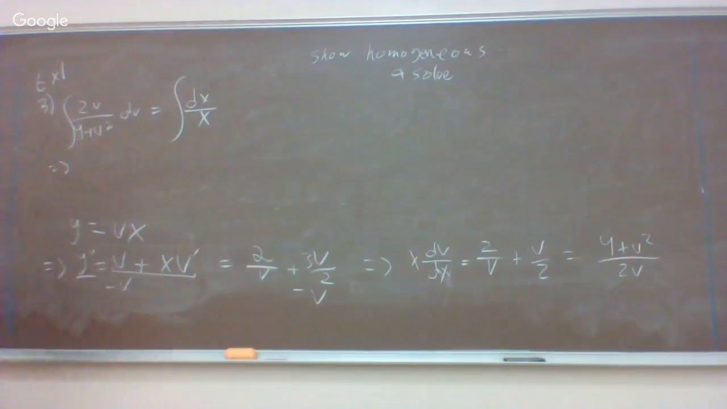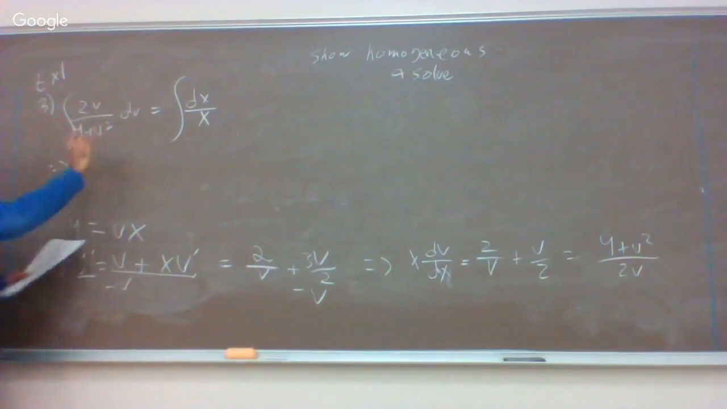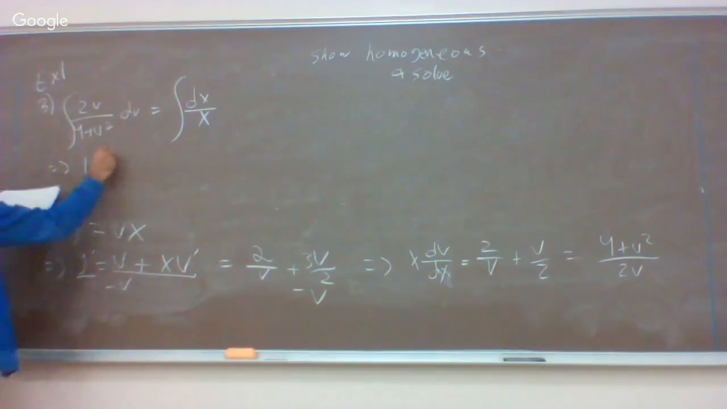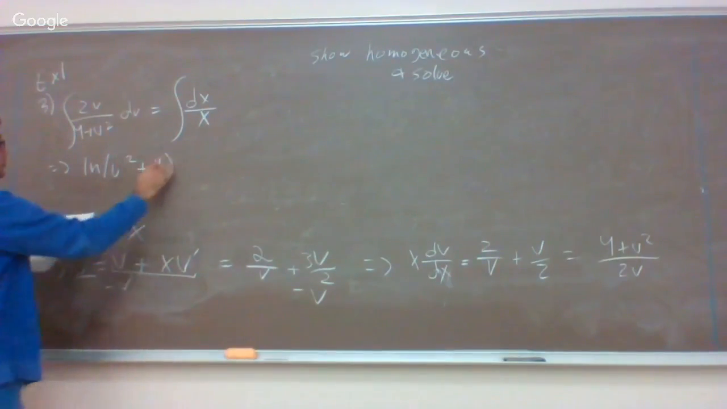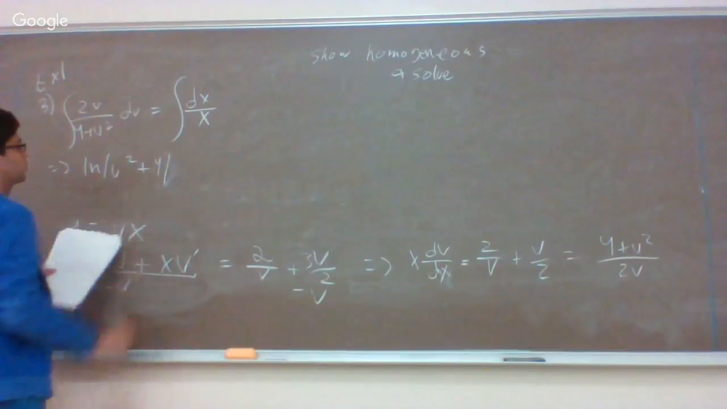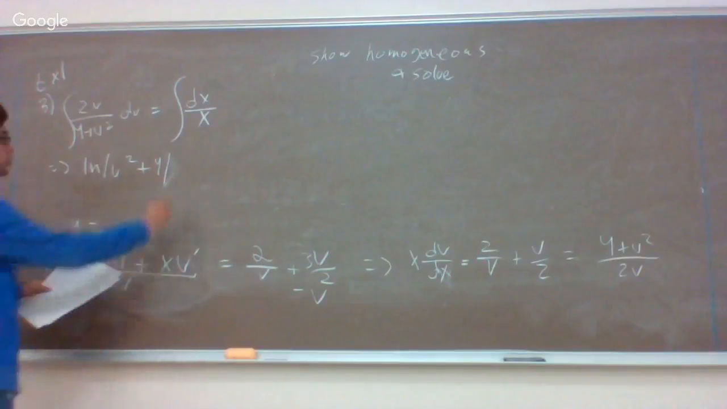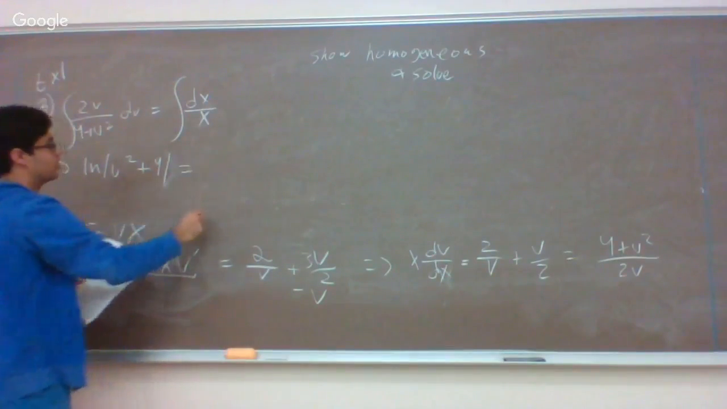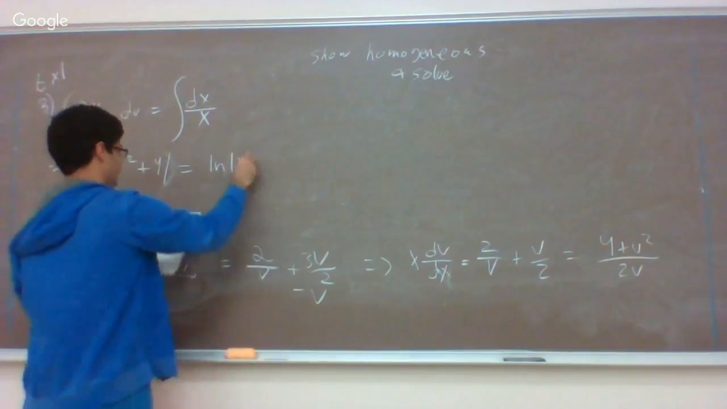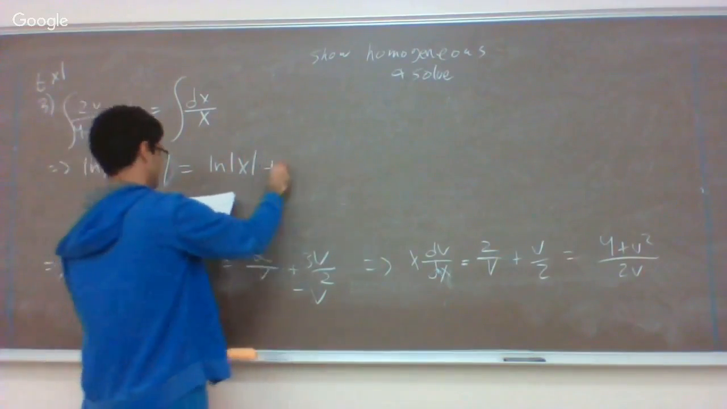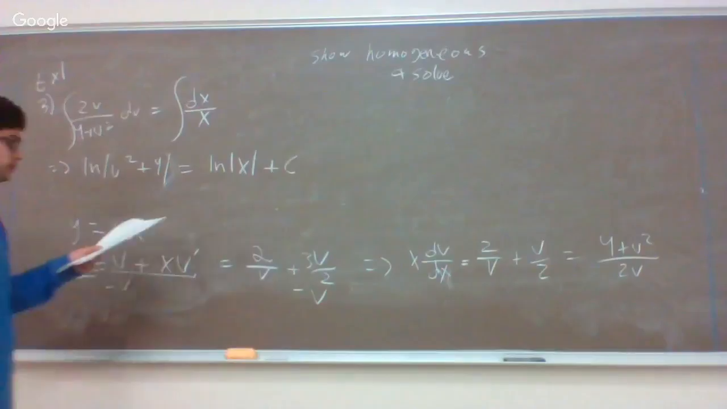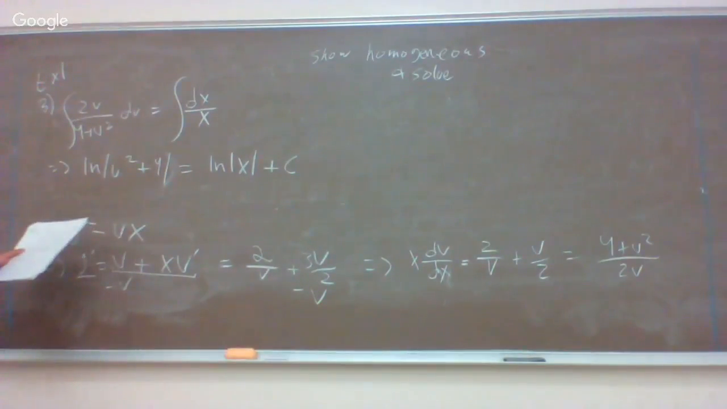What would this be on the left? This is a natural log of v squared plus 4, because it's a du over u situation. This is equal to, again, dx is the derivative of x, so it's natural log x plus c.